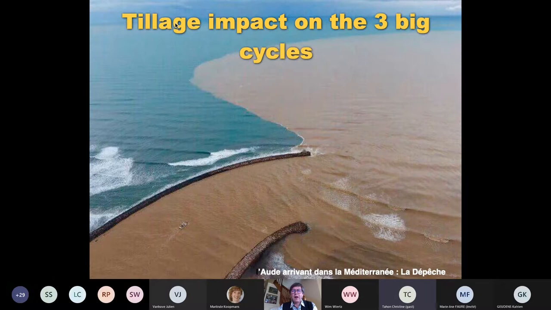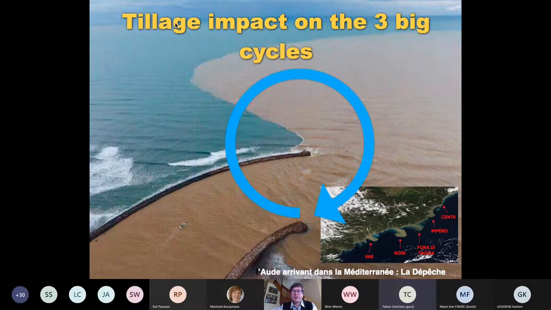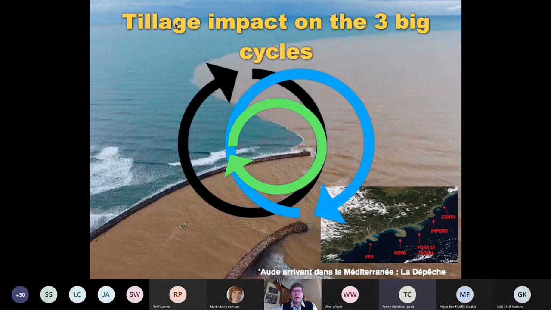This is a picture that has been taken in the Mediterranean. That's the river Aude, arriving near Carcassonne and Perpignan, arriving in the Mediterranean. And we call that the marron tide. And you can see a lot of rivers are sending a lot of ground into the sea. And so tillage is impacting the water cycle, the carbon cycle, and the mineral cycle, as I introduced about nitrogen.